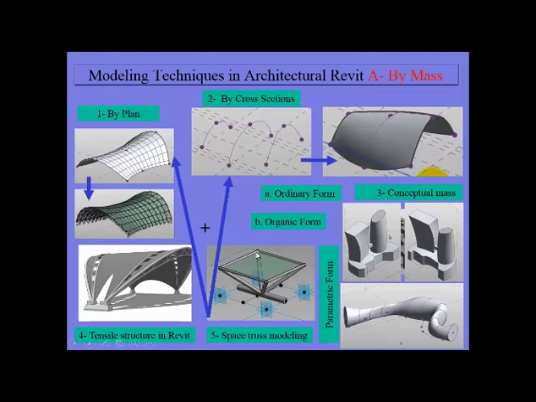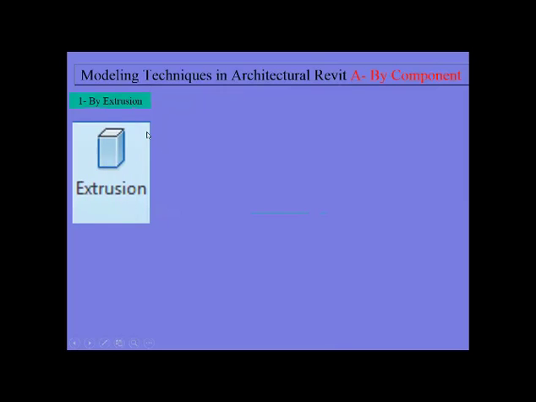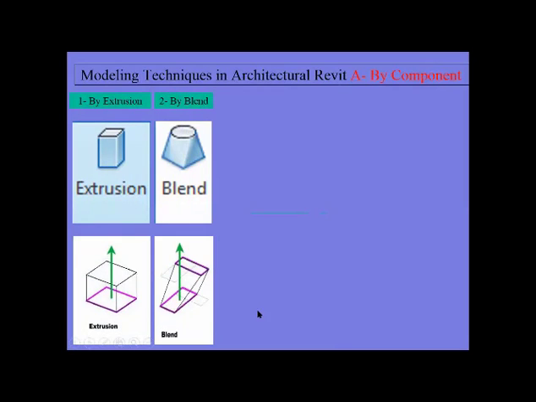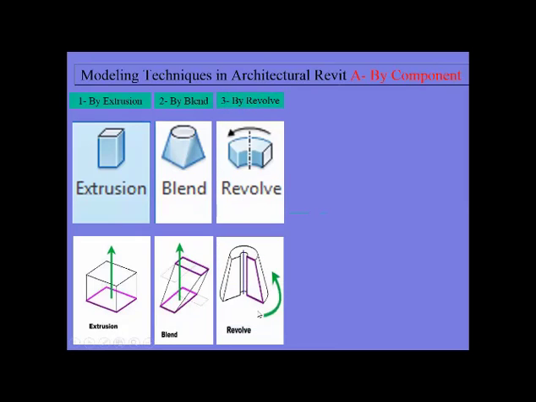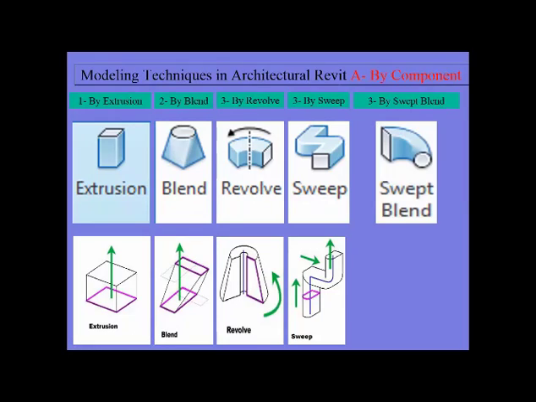We can make a design for a space truss unit and upload this space truss unit to this one to have this one by the end. ده كله اسمه ايه؟ باي ماس. طيب امال ايه بقى الباي كومبوننت؟ زي باي اكستروجن، باي بلند، باي ريفولف، باي سويب، باي سويبت بلند.